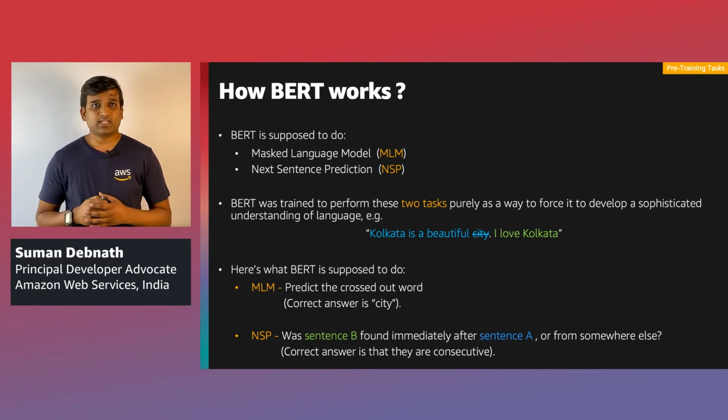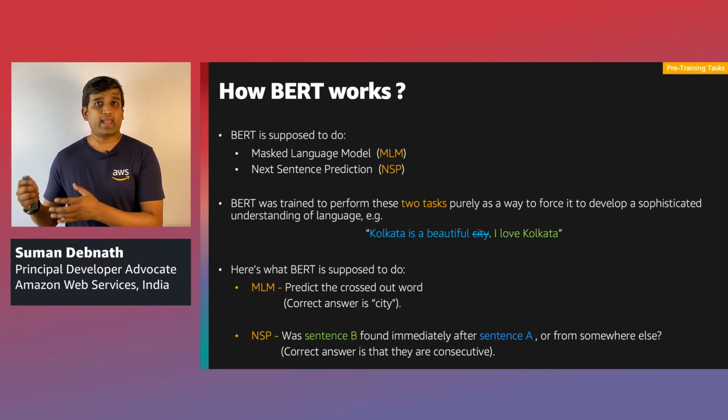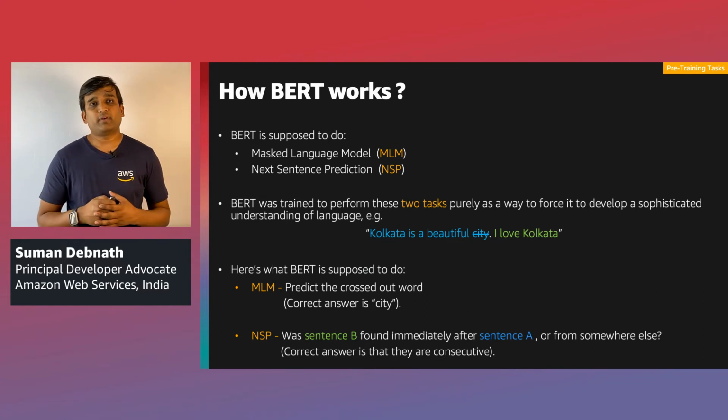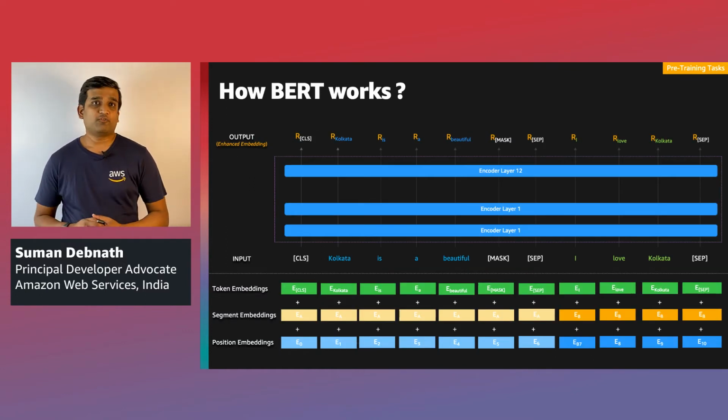Let's take 2 sentences. Kolkata is a beautiful city. I love Kolkata. During the pre-training phase, BERT is supposed to predict the crossed out word, that is city, as a part of MLM, and as a part of NSP, it is supposed to predict if sentence B is found immediately after sentence A. Researchers of BERT have presented the model with different configurations, like BERT base and BERT large.